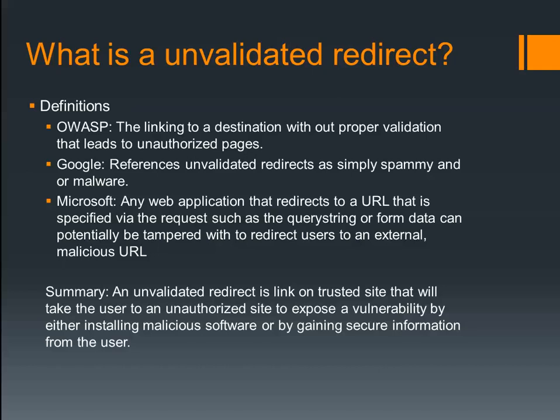Microsoft referred to it as any web application that redirects to a URL that is specified via the request, such as a query string or form data, which can potentially be tampered with to redirect users to an external malicious URL. So in summary, an invalid redirect is a redirect that is linked on a trusted site that will take the user to an unauthorized site to expose a vulnerability, either by installing malicious software or by gaining secure information from the user.